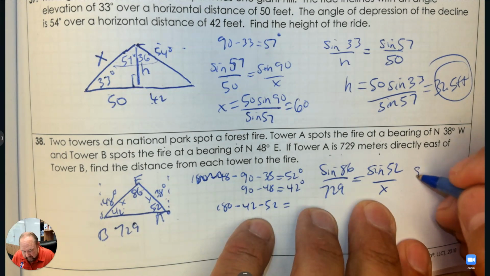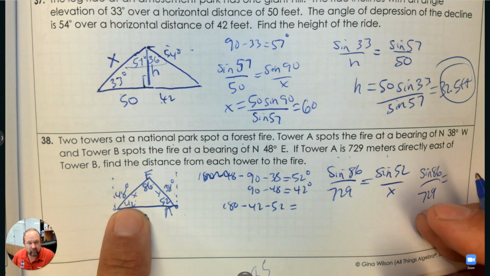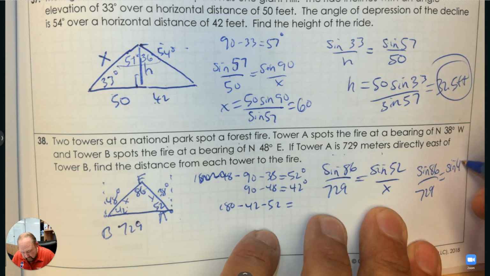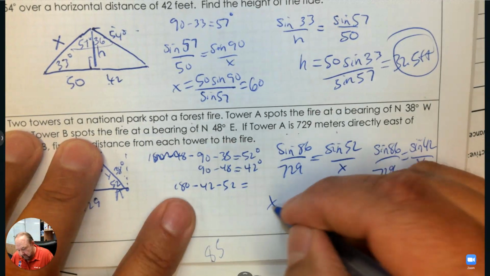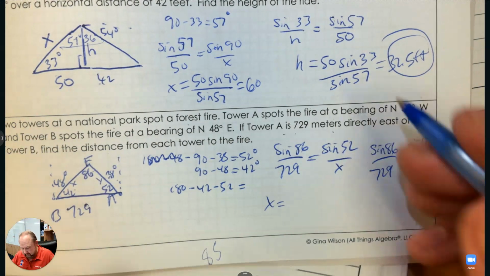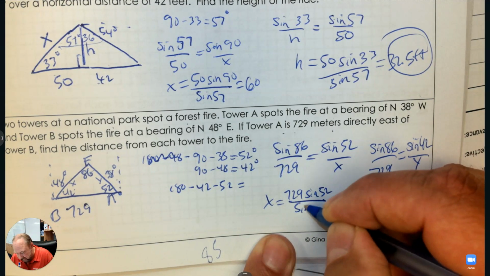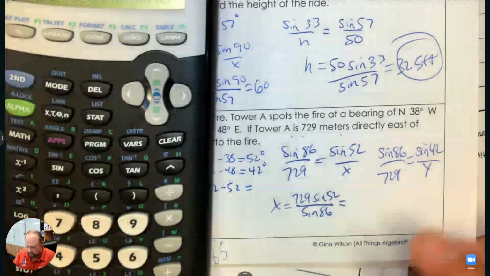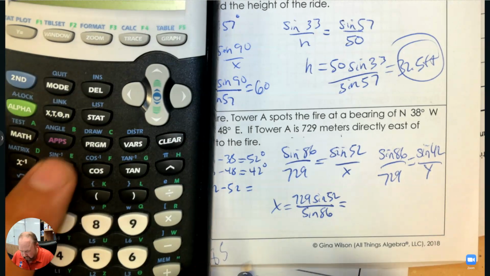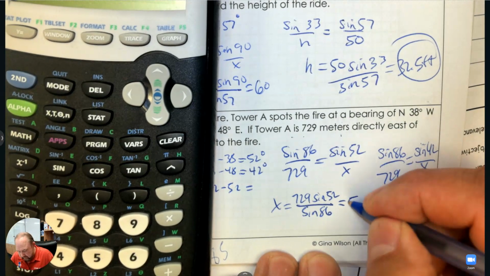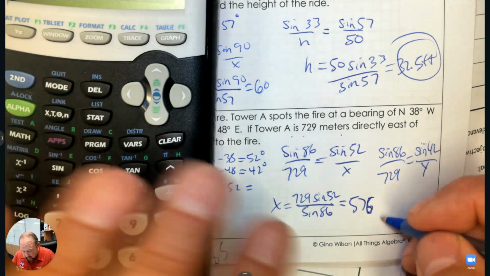And then the second one would be the exact same setup. But instead of 52, the one opposite of y is 42. So sine 42 over y. And then solve them both. So to solve them both, again, I'm going to multiply and divide. So 729 times sine 52 divided by sine 86. And that gives me 576, I'll round it. That's meters.